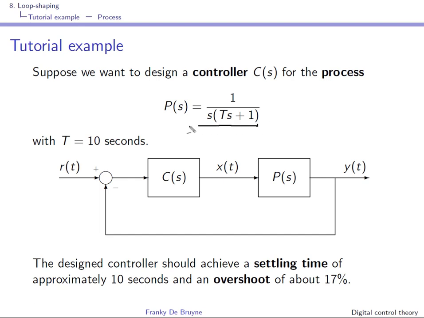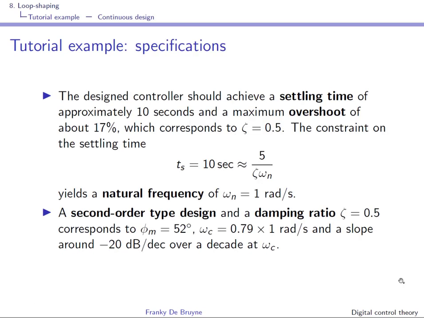So we'll apply these three methodologies to obtain a loop shaping design on our tutorial process that is given over here, where the time constant is T equal to 10 seconds. The settling time should be approximately 10 seconds and the overshoot 17%, so we have here that zeta is 0.5. Well, we had already seen that zeta was the damping ratio 0.5, and well, using this constraint on the settling time, we have this relation over here with a zeta of 0.5. We have a natural frequency in closed loop of 1 radians per second.